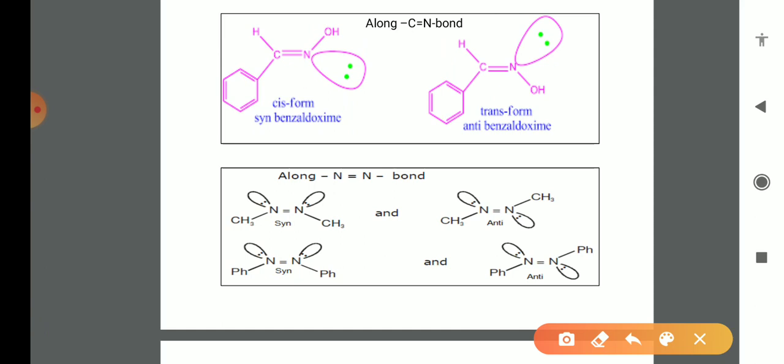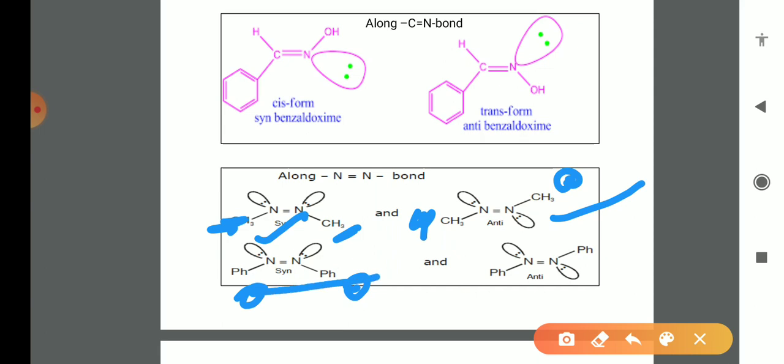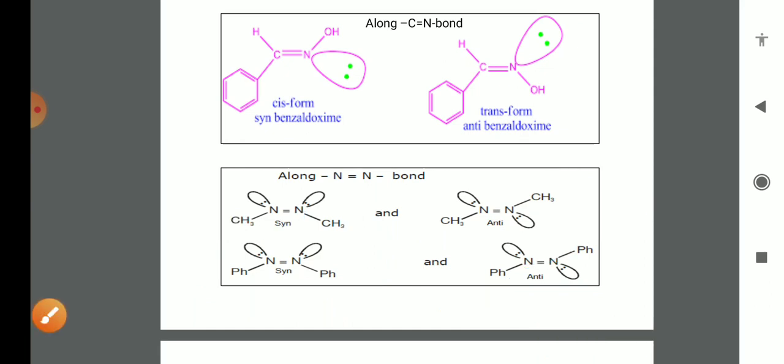In the N and N double bond, what will happen? This nitrogen and this nitrogen have lone pairs, and on all four groups having similar groups on the same side, it is called syn. If the CH3 is on the opposite side, it is called anti. If the phenyl and the phenyl are on the same side, it is called syn. If the phenyl and the phenyl are on the opposite side, it is called anti.